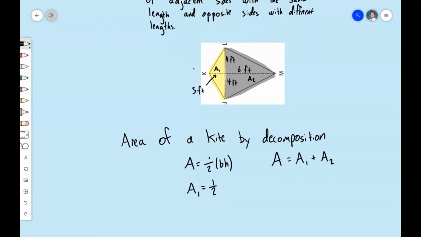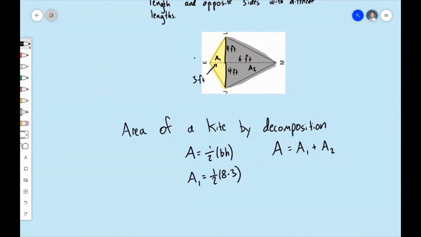So let's start with the area of our first triangle. 1/2 times the base times the height. Now we can see 3 feet is labeled here as the height of that triangle. And then we can see each of these sections here is 4 feet. So that would mean our base for the triangle is 8. So you've got 1/2 times 8 times 3. We know that 8 times 3 is 24, so 1/2 of 24 would be 12. So the area of our first triangle is 12.